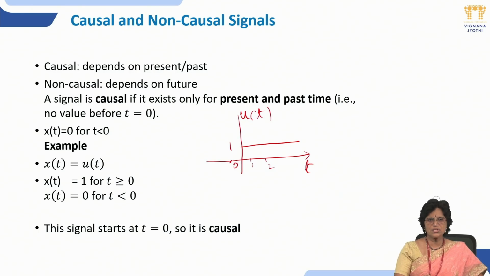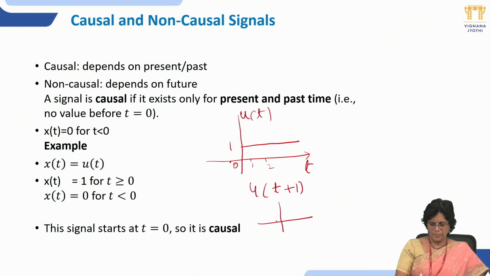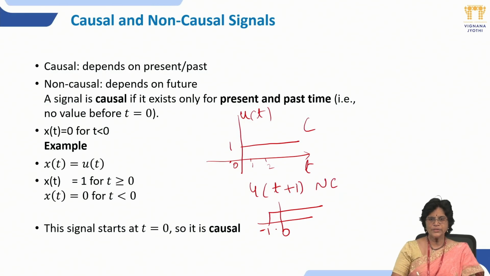All causal signals start from t equal to 0. If a signal starts earlier, for example, if I give t plus 1, this signal starts from minus 1. Because of that, it is a non-causal signal. This is non-causal, that is causal. Why? Your signal starts from minus 1. As per the definition of causality, your signal should always start from t equal to 0.